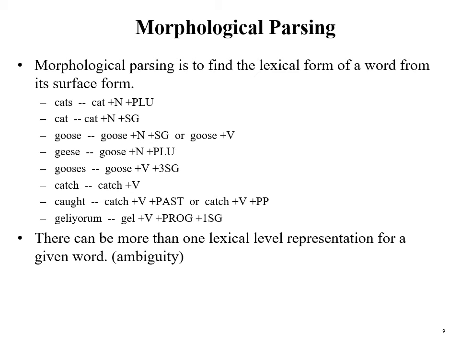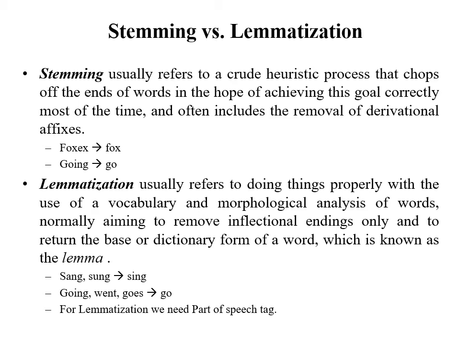There can be more than one lexical level representation for a given word, so it has ambiguity. There are two things with lexical analysis, which are stemming versus lemmatization.